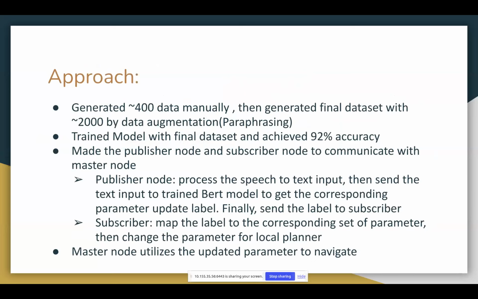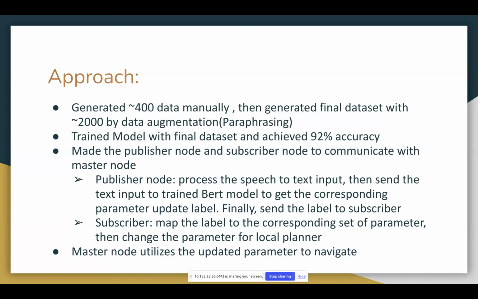So our approach: the first thing we had to do was build a data set for our NLP model. We use a BERT model. We made about 400 samples manually, and then we did some data augmentation to expand our data set. When we augmented it, it actually helped increase our accuracy a little bit. So that was really helpful.